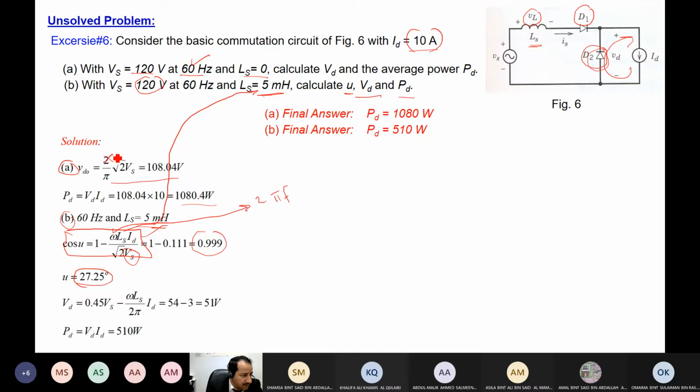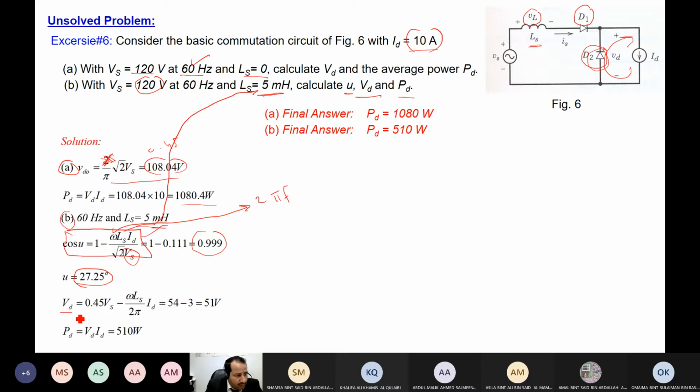Now, next is to find the voltage. By the way, there is no 2 here. So the voltage will be 0.45, because this is half wave. Now let's come here to Vd.